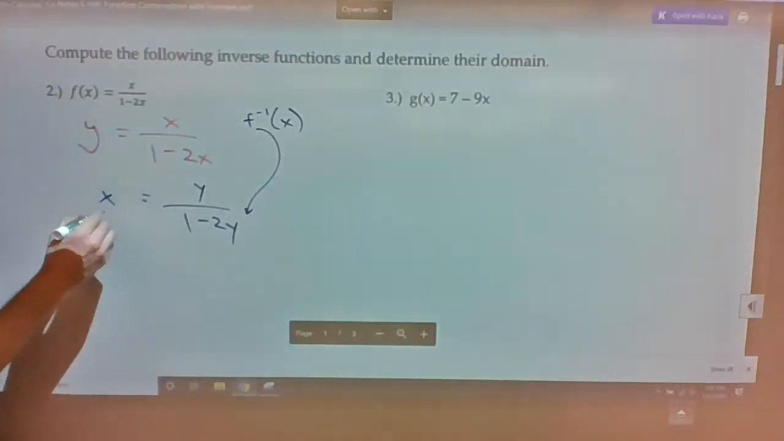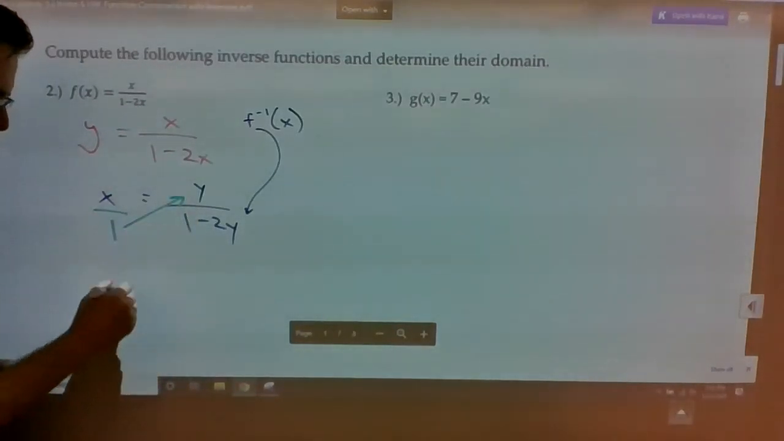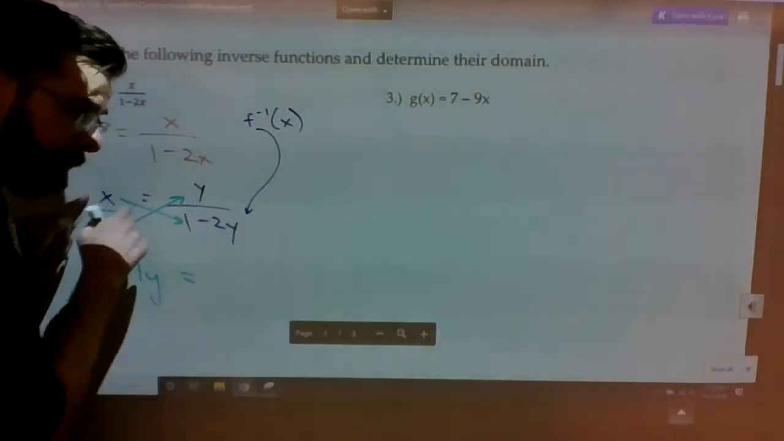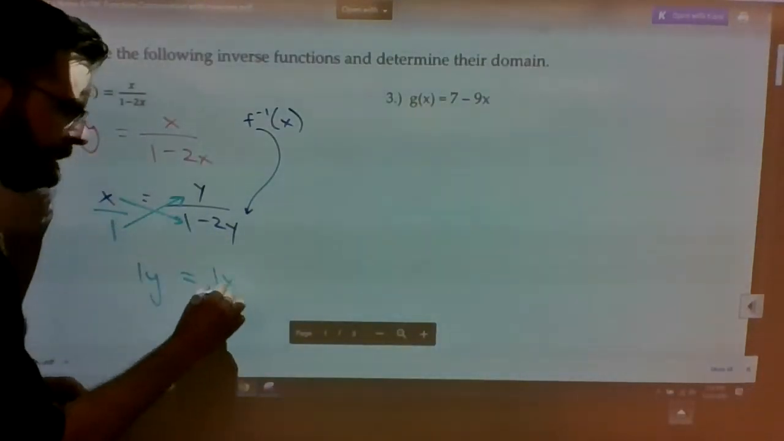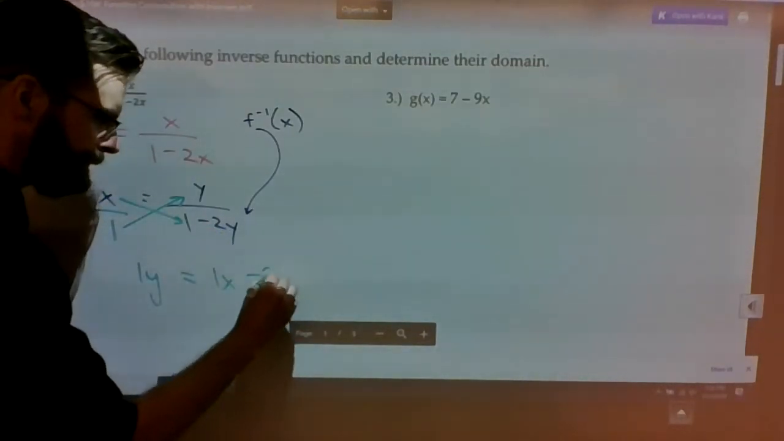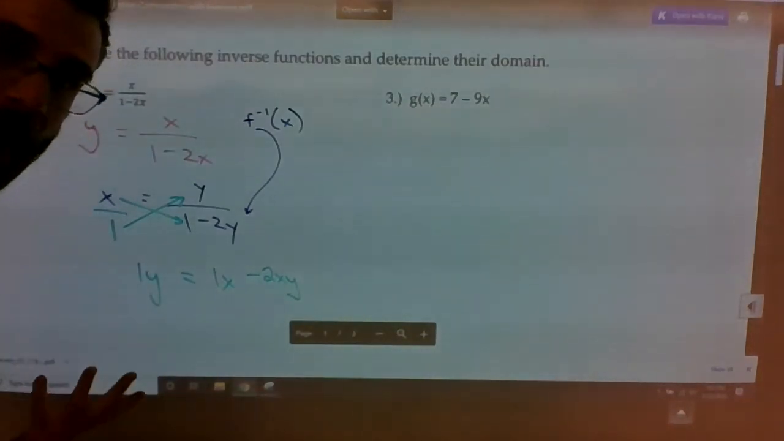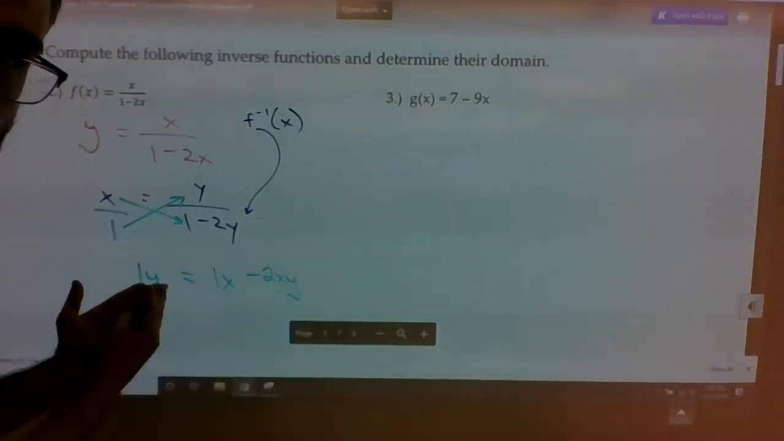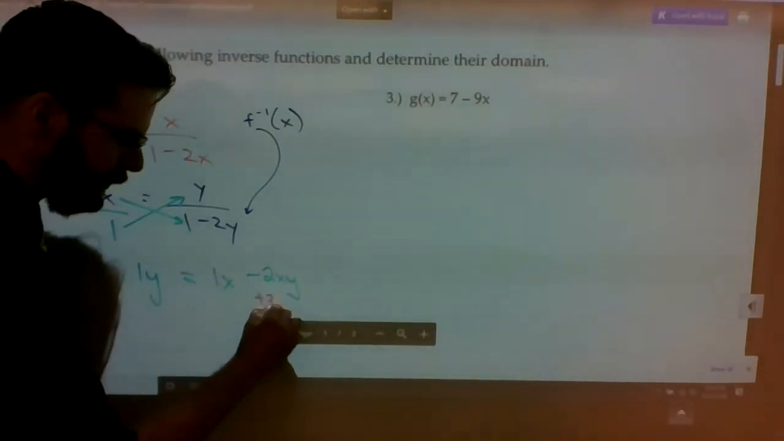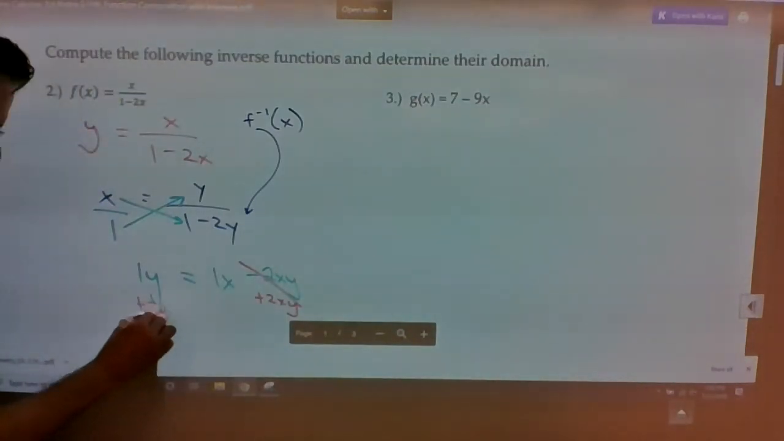So to get y by itself, I'm going to break up this fraction, cross multiply. 1y equals, take the x times both parts, so it's going to be 1x minus 2xy. Okay. We're not done yet. We've got to get y by itself. Move all the y values together. So I'm going to add 2xy to neutralize it here, and then add it over here.